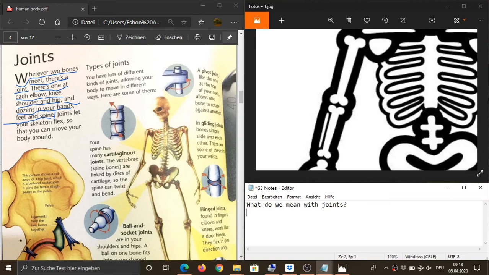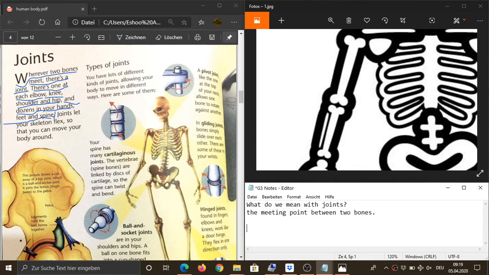It's asking us, what do we mean by joints? Now here we're going to write what we mean when you say joints. So what we're going to write is the following: the meeting point between two bones. Okay, it's the meeting point between two bones.